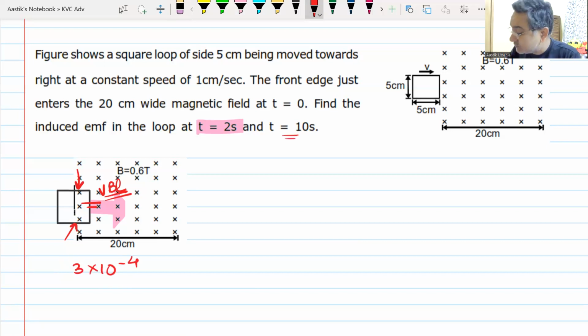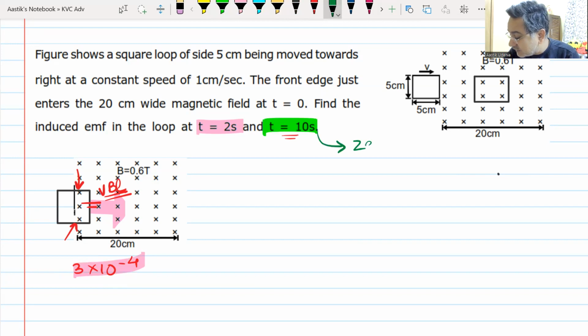At 10 seconds, the entire loop is inside, because it is 20 centimeters long. At 10 seconds, it is somewhere in between. The average EMF, the total EMF induced in the loop is 0, my dear friends. So the answer for the first case is 3 into 10 raised to the power minus 4, and the answer for the second case is 0.